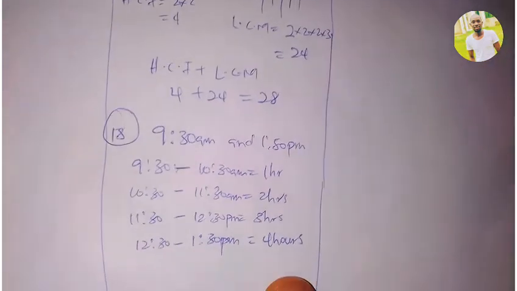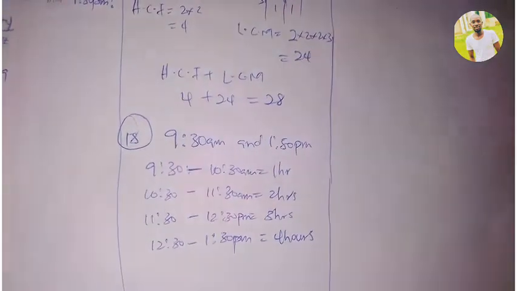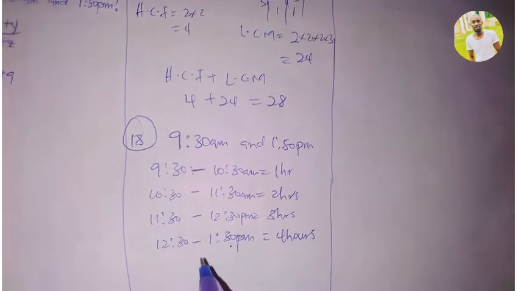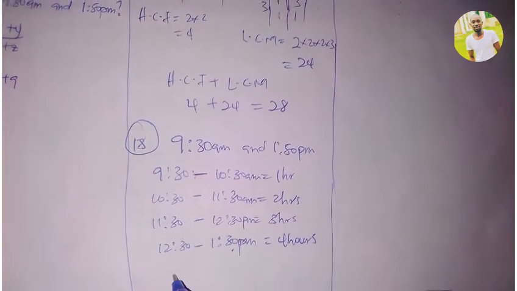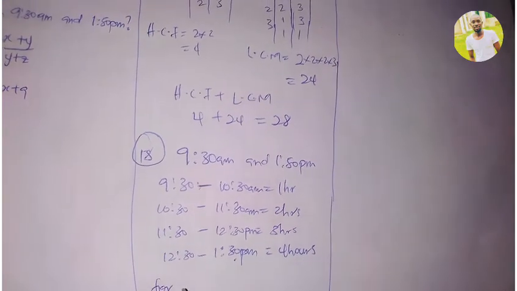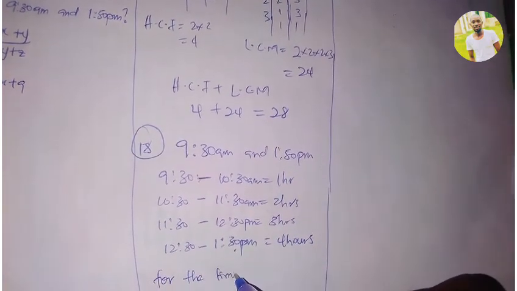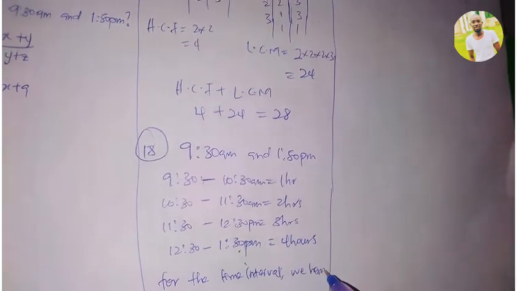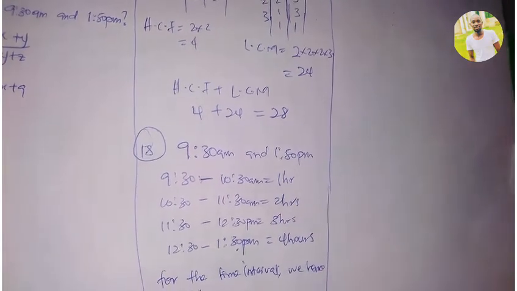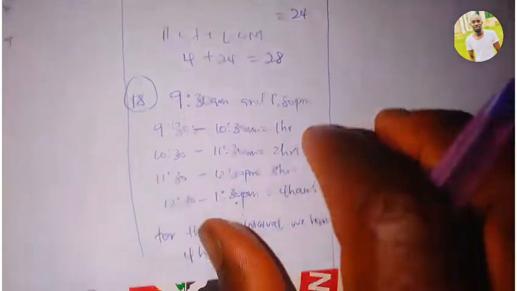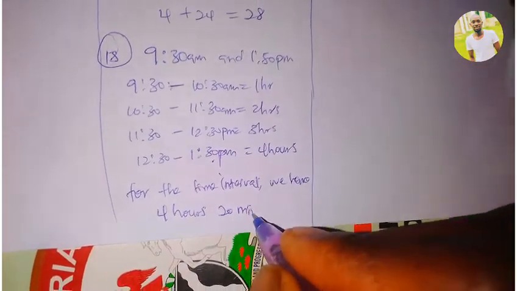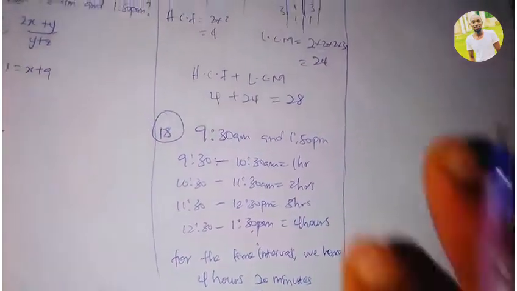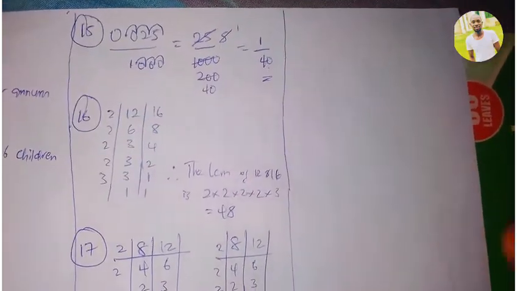Now I'm getting closer to 1:50 p.m. How many minutes remain for it to get to 50? This is 1:30, that's 20. So it means I have 4 hours. For the time interval, we have 4 hours 20 minutes to get to 1:50 p.m. Okay, and I believe that is simple.